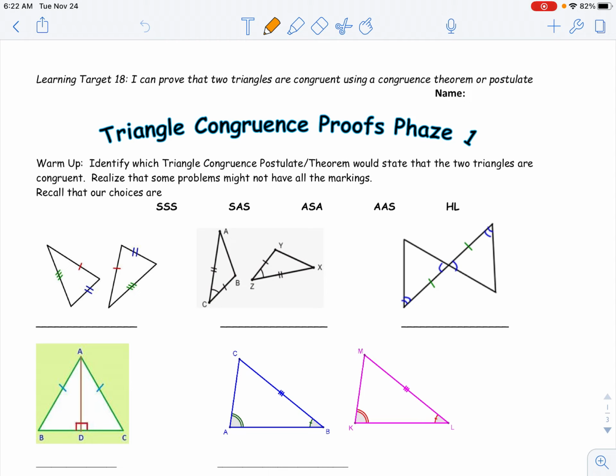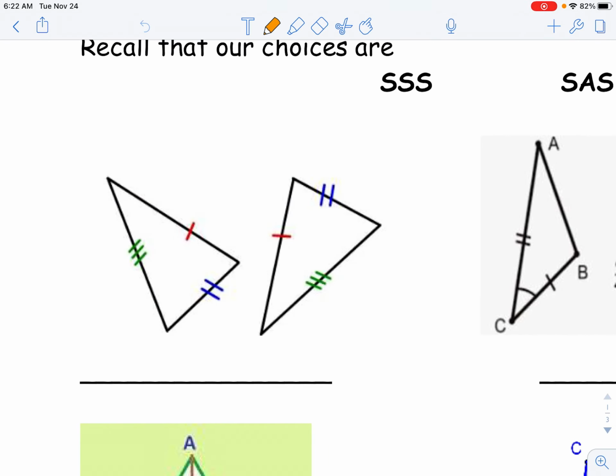Realize that some problems might not have all the markings. Recall that our choices are SSS, SAS, ASA, AAS, and HL. Remember the S's mean side, A's mean angles, H means hypotenuse, L means leg. This one right here, we got a side, a side, a side. So this is side, side, side.